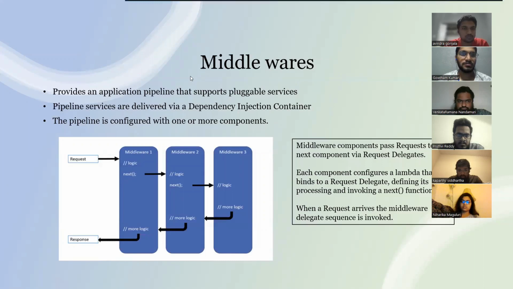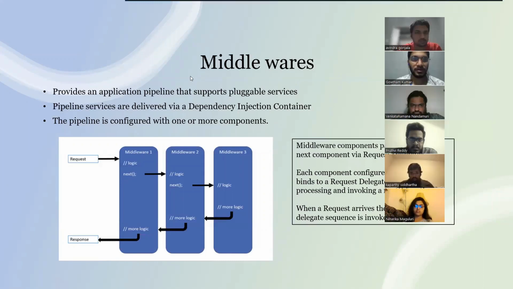So the middleware is the main thing, which we use only for JWT now. Usually this provides a pipeline that supports pluggable services. This pipeline is configured with one or more components. If the request comes to the first controller, that will send the request to the middleware component. That middleware component does some business logic, and if there is further logic to be implemented, it will call another middleware. Based on the complexity of the code, we can implement any number of middleware services by ourselves.